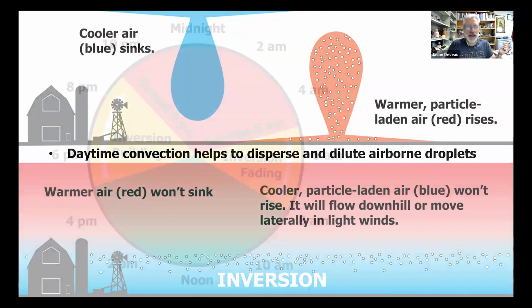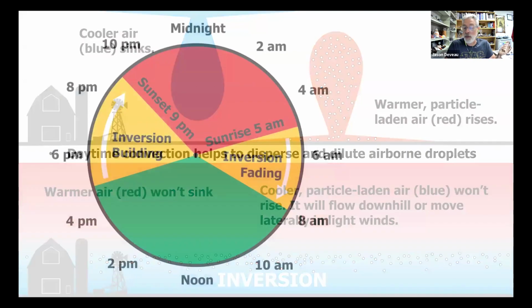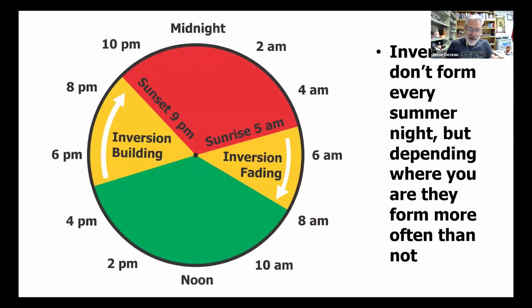It's not a terrible thing, but you need to be aware of it. And it tends to happen to some degree almost every night. Not every summer night and not as intensely, but depending where you are, they're going to form more often than not. As a generality, when the sun starts to go down, the Earth's surface starts to cool and an inversion can start to form.